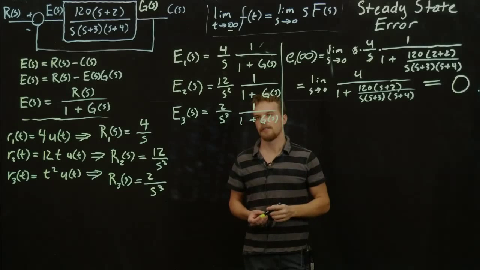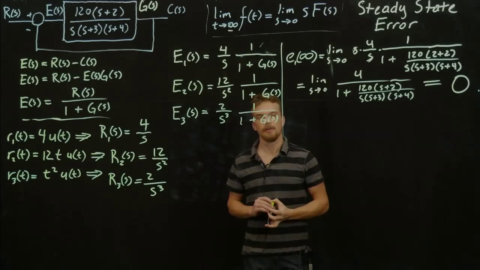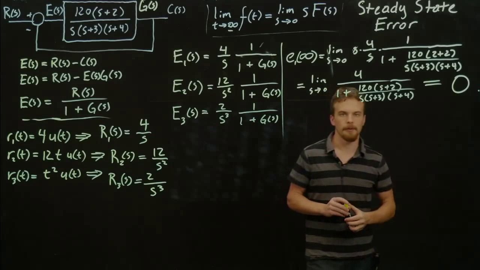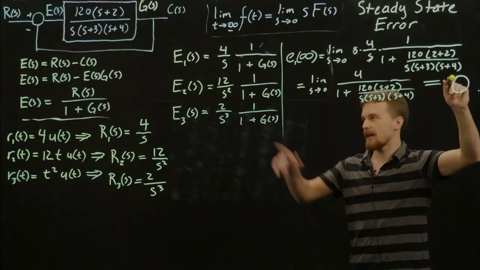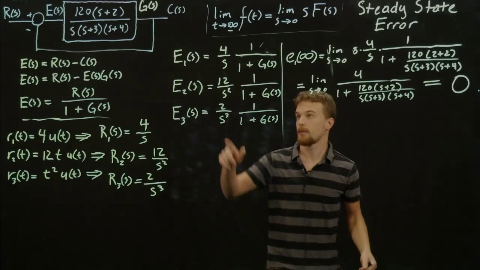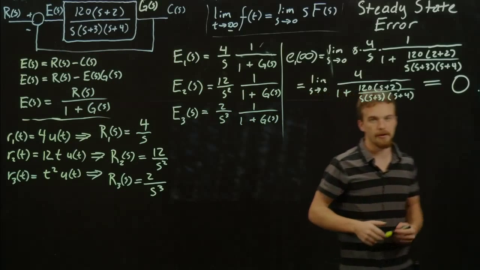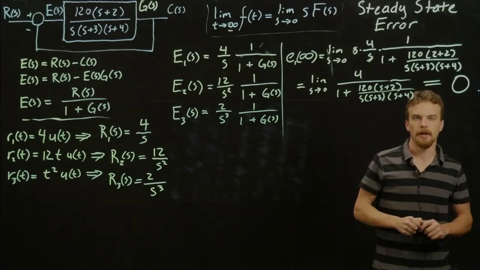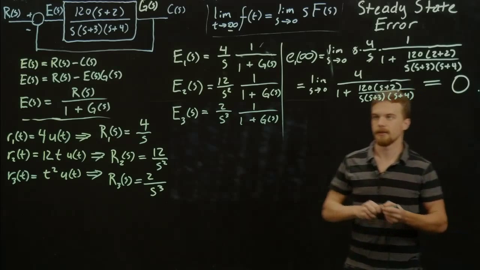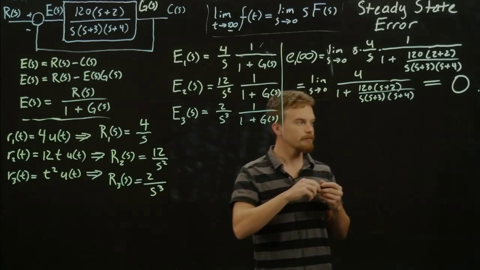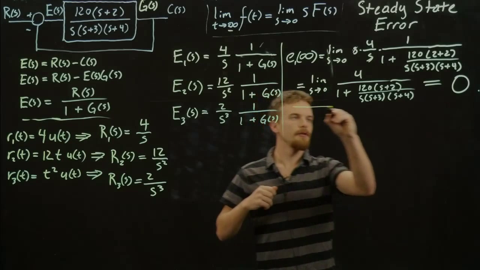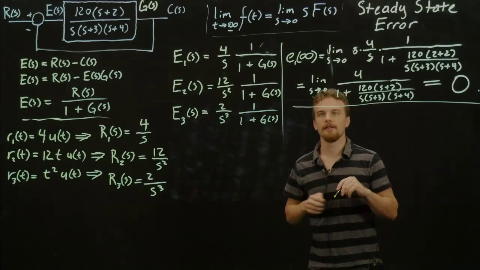So what does that tell us? That tells us that after a while, our system will be tracking a step input perfectly. There'll be no difference between our output and our reference input. So that's really nice, that's ideal. But as we'll see in the next one, we don't always get that. So let's do the second input.